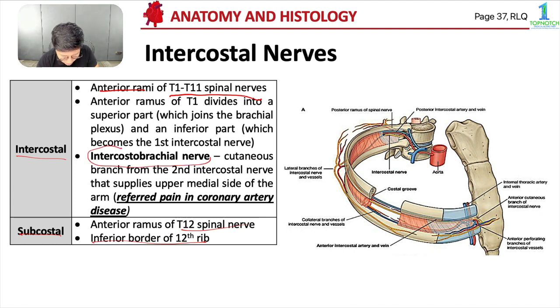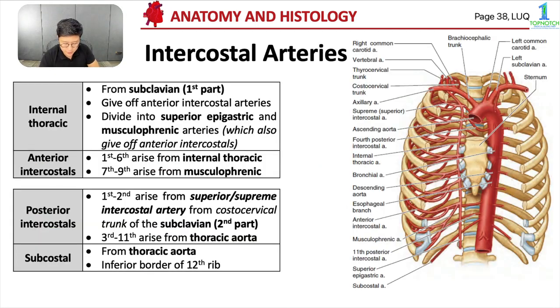Remember that you also have the intercostobrachial nerve, which is a cutaneous branch of the second intercostal nerve that supplies the upper medial side of the arm. And this is usually where referred pain occurs in coronary artery disease.